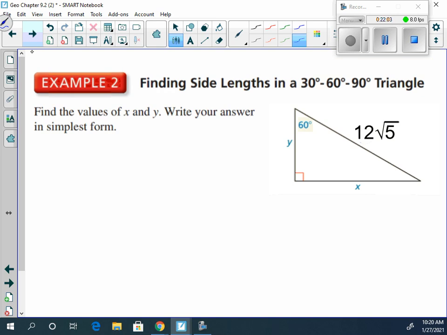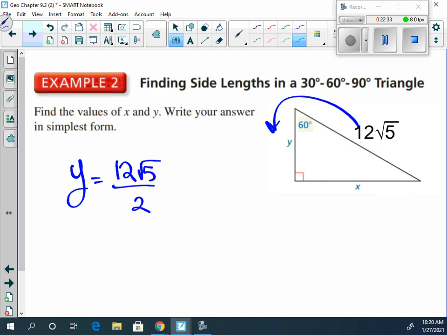For this one here, the hypotenuse is 12 square root of 5. Well, again, since we're given the hypotenuse, where are we going first? The side opposite 30 degrees, yes. You're always going to want to go to the side opposite 30 degrees. And the side opposite 30 degrees for this here is y. So to get the shortest side, we're going to take 12 square root of 5 and do what? Divided by 2. And what is 12 square root of 5 divided by 2? 6 square root of 5, yes.